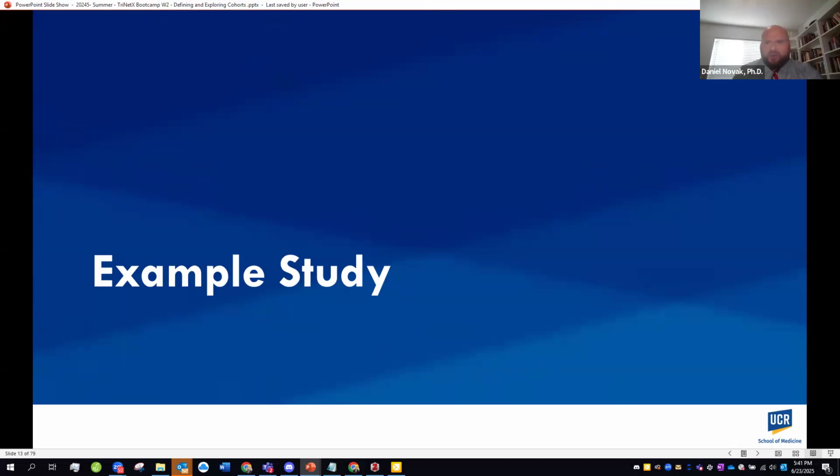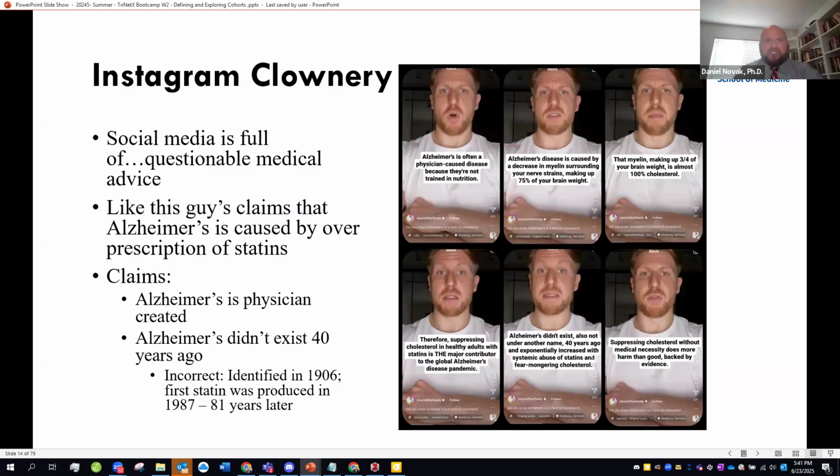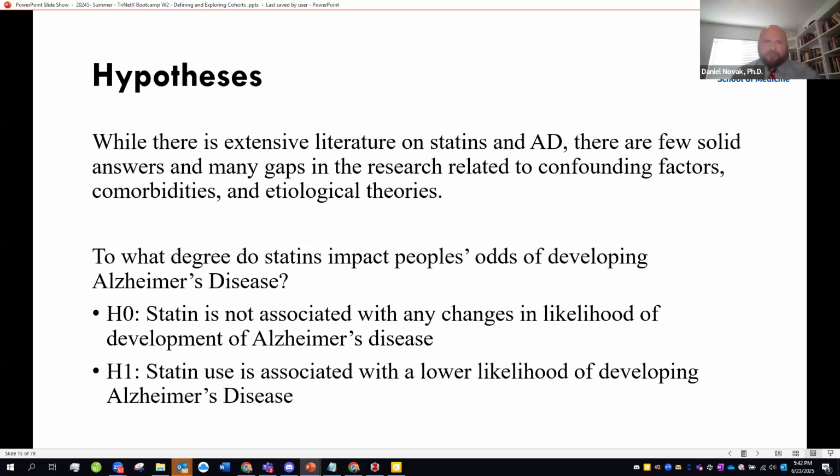And again, as we go, I'm going to be working through this example study based on this internet clown who made the claim in his study and in his Instagram that Alzheimer's is a physician-created disease and that it didn't even exist 40 years ago, and the increased rates are as a result of doctors' overprescription of statins. That is a huge claim to make. An extraordinary claim like that requires extraordinary evidence. So I think using TriNetX to investigate was worthwhile and winds up actually being really interesting to look at to help build it.